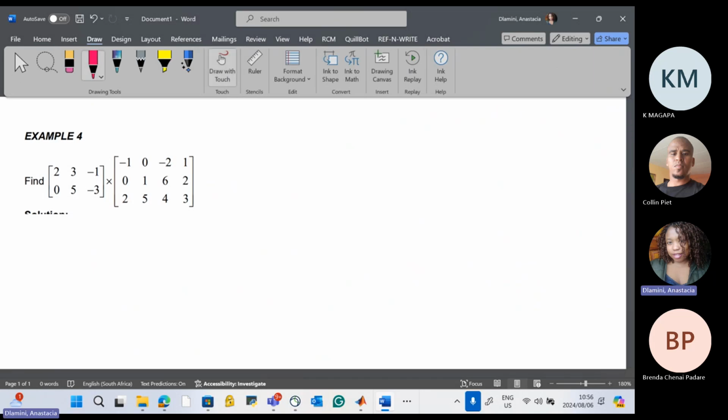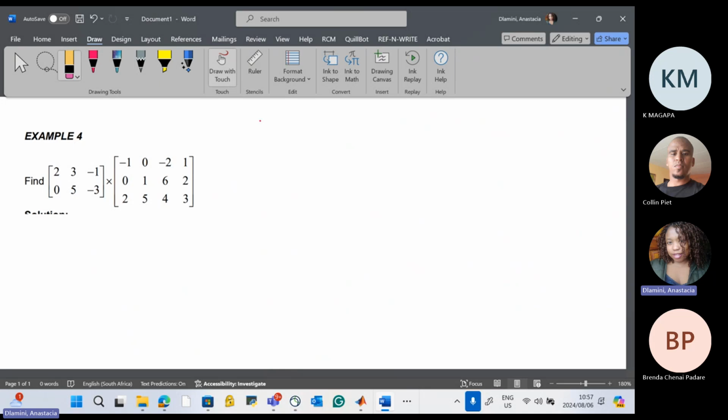Okay, my pen is no longer writing, guys. I do not know why. Give me a second. I think it's the battery. Let me see if I can change the battery. Oh, okay, it's writing.